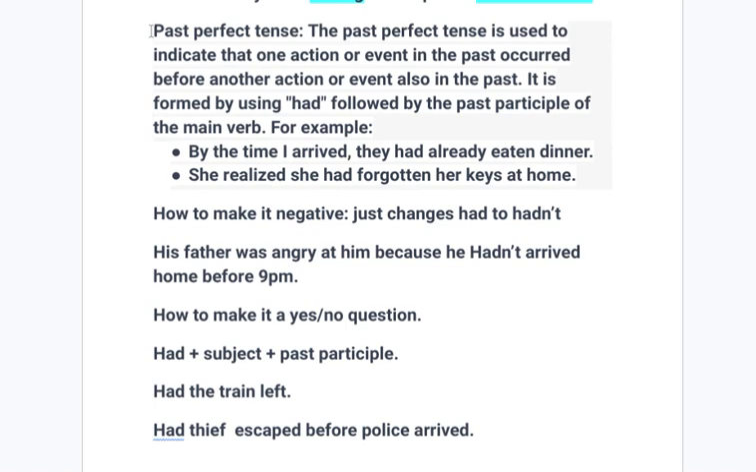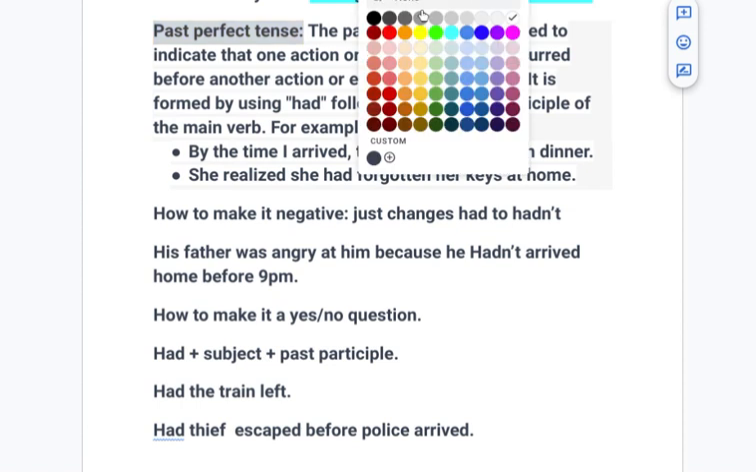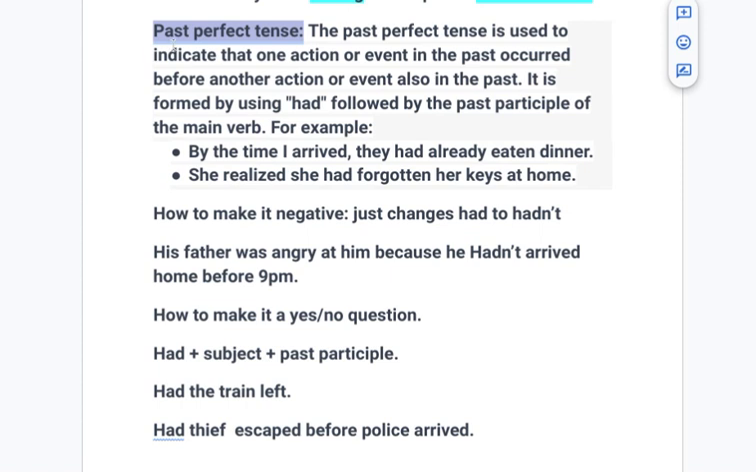So let's get started by highlighting this topic name, so you wouldn't be confused what topic is going on. So, past perfect tense. The past perfect tense is used to indicate that one action or event in the past occurred before another action in the past.